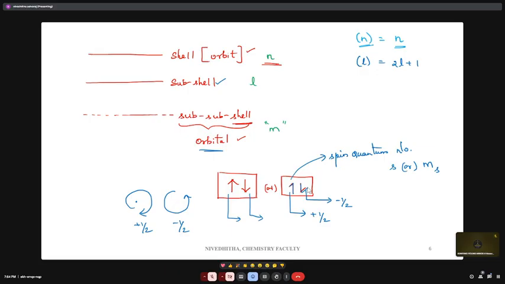So we are done with 4 quantum numbers: principal, azimuthal, magnetic, and spin quantum number. Maximum number of electrons in an orbital is how much? It is 2. In one orbital, I can accommodate a maximum of 2 electrons. In 2 orbitals, how many electrons can I accommodate?